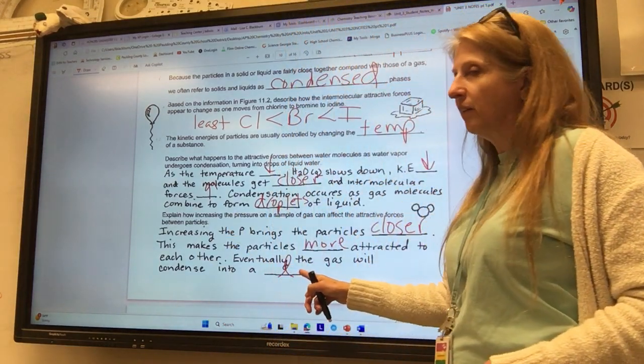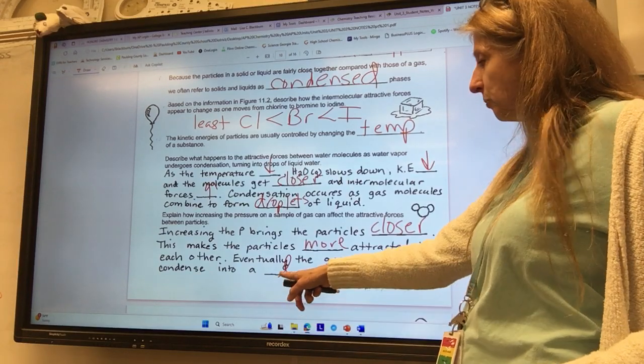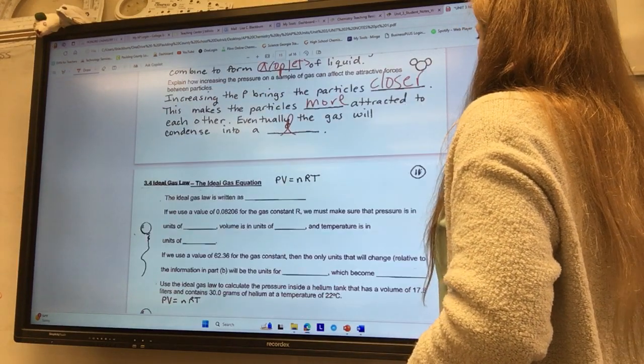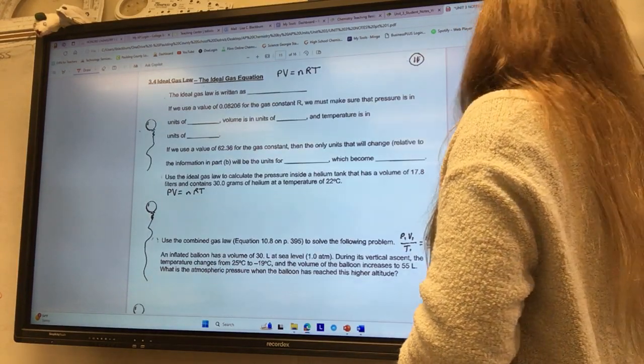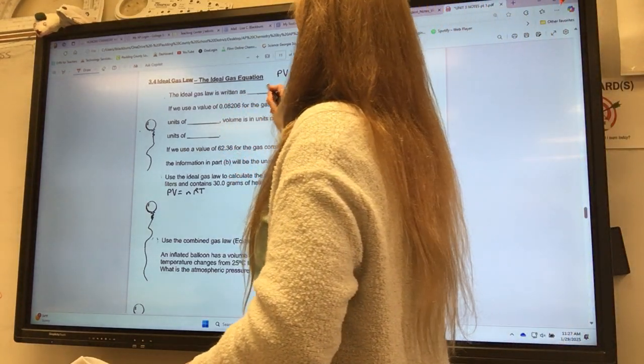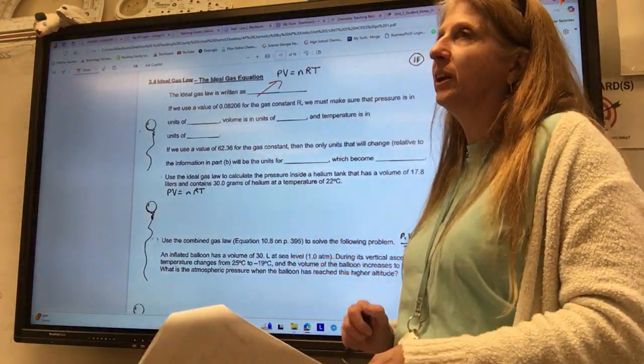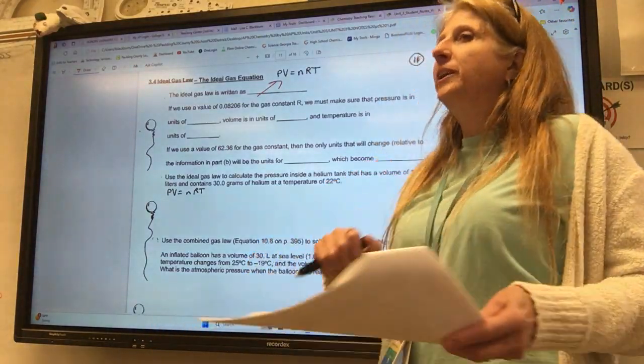You know how cursive L stands for liquid? You can do a little cursive. Some of y'all don't write cursive. Write a cursive L. Okay, we are rocking into 3.4, the ideal gas equation. The ideal gas law is written, I forgot I'd already written it for you. PV equals nRT. We're talking heavy duty chemistry.